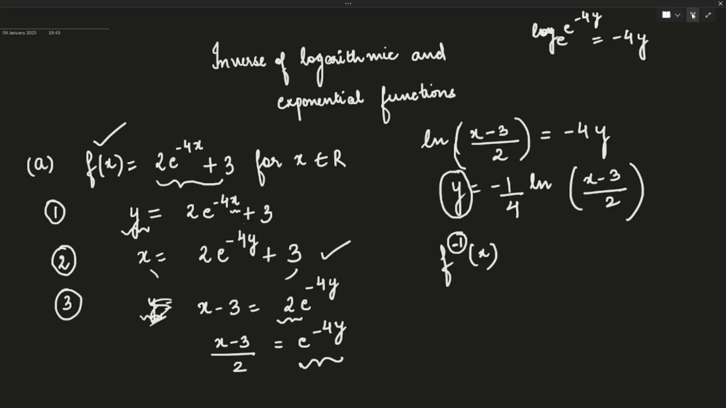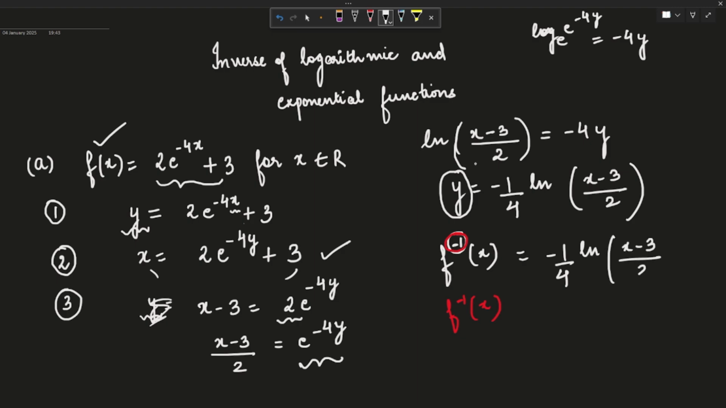Okay, we'll just mark it with red. This is the symbol of inverse, f of minus 1 x. So we'll write it as f inverse x is equal to minus 1 upon 4 ln of x minus 3 by 2. Okay, so this is your inverse.